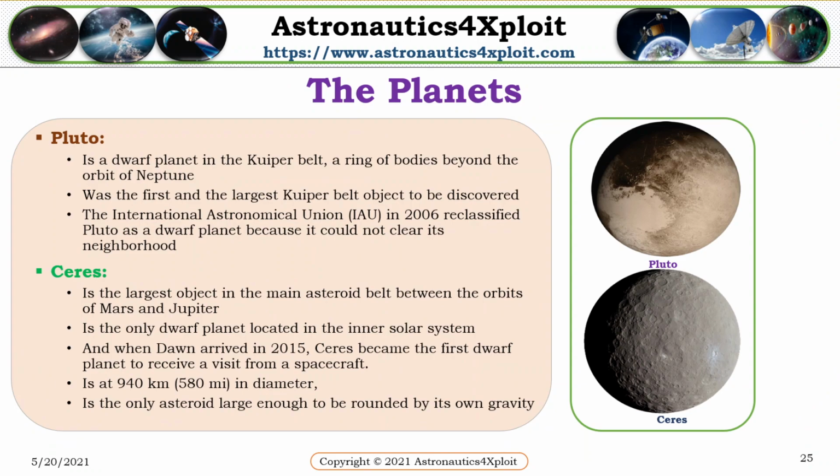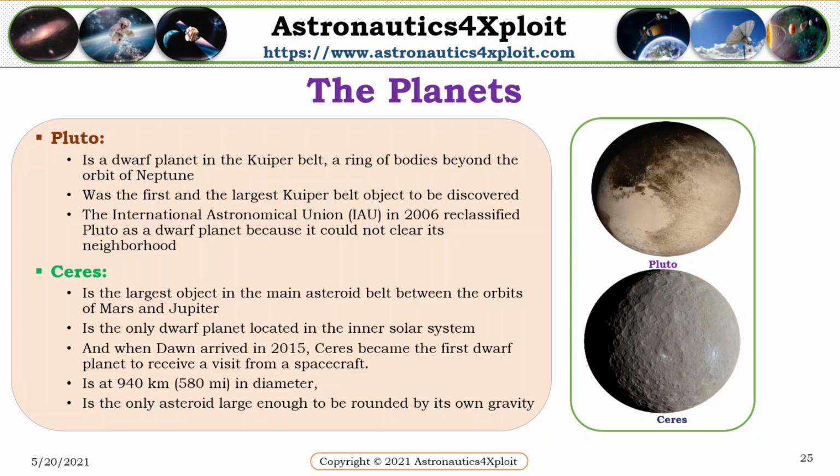Pluto. Pluto is a dwarf planet in the Kuiper Belt, a ring of bodies beyond the orbit of Neptune. Pluto was the first and the largest Kuiper Belt object to be discovered. The IAU in 2006 reclassified Pluto as a dwarf planet because it could not clear its neighborhood.